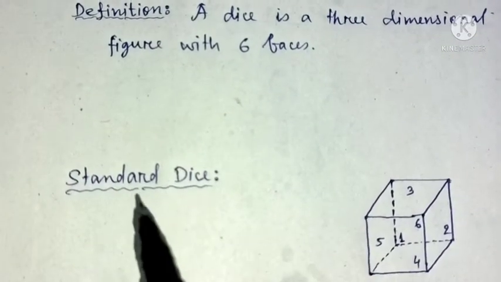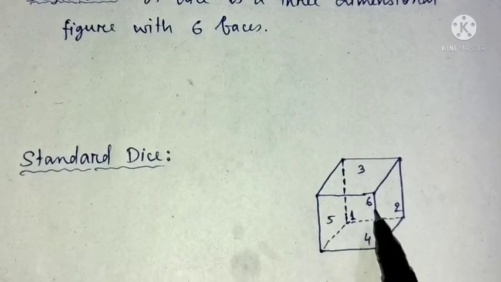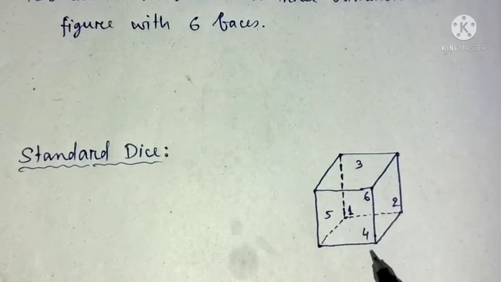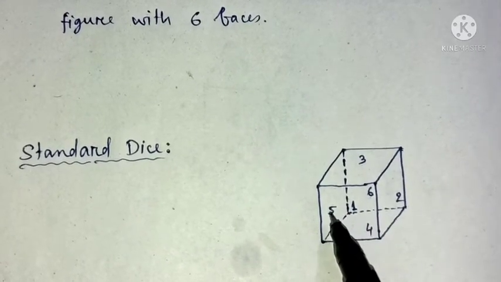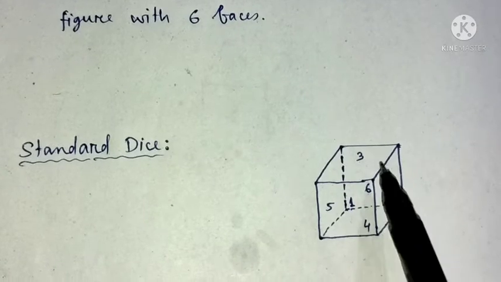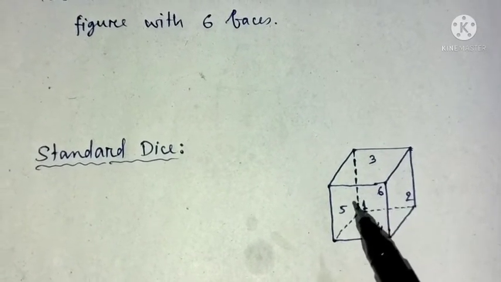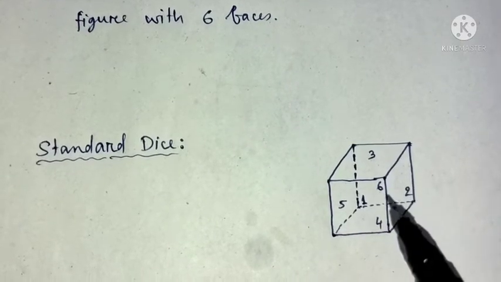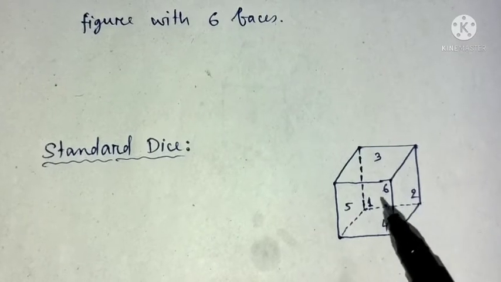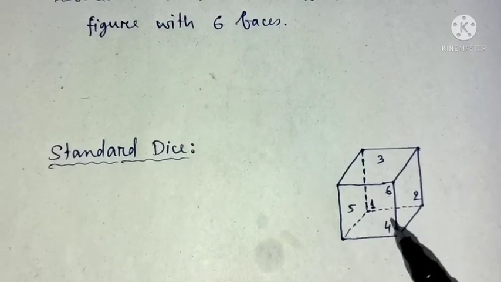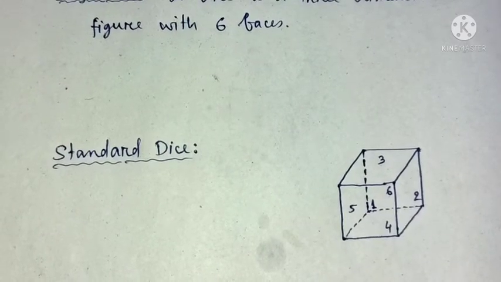You see here, standard dice. I have drawn a figure of the dice. Here the 6 faces are numbered as 1, 2, 3, 4, 5 and 6. In this figure, 5 is opposite to 2, 3 is opposite to 4 and 6 is opposite to 1. So if the numbers on the faces of dice are arranged like this, that means the opposite faces' digit sum is equal to 7 in every pair of opposite faces, then that dice is known as standard dice.